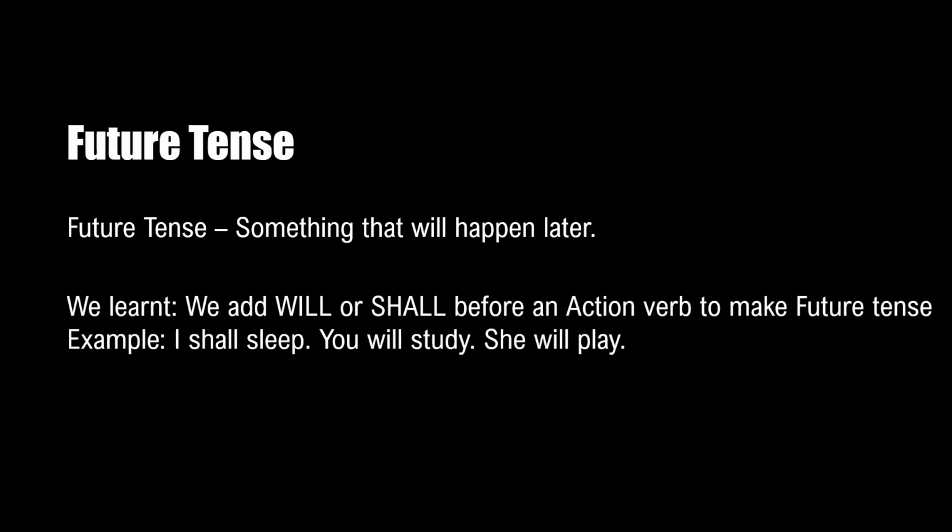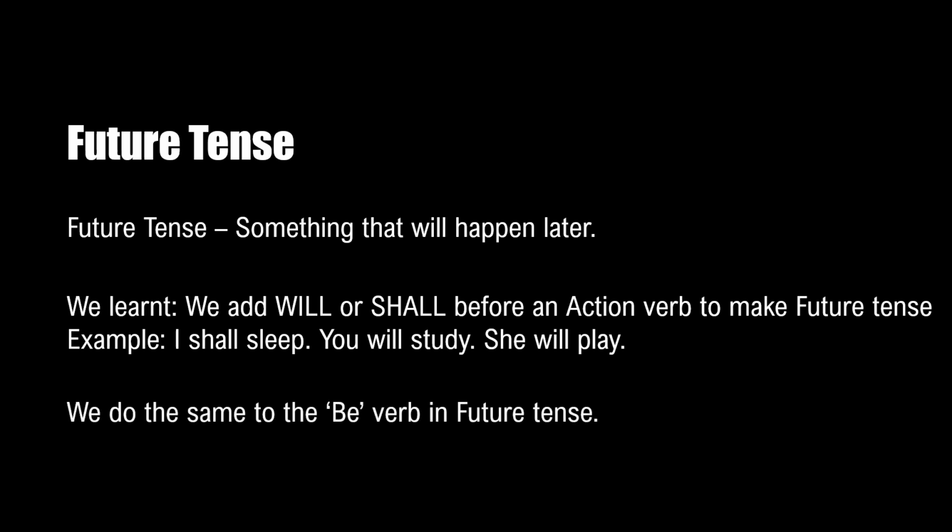We have also learned that we add a will or a shall before an action verb to make it a future tense. For example, I shall sleep, you will study, she will play. Here, the action verbs are sleep, study, and play. And we add a shall or a will in front of the action verb to make it a future tense. We will do the same to the be verb in the future tense.